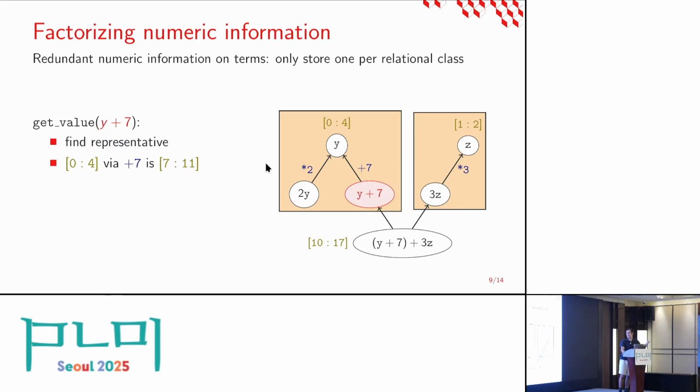So say if you want to find out the value of y plus 7, you call find on y plus 7, you find its representative, you find the relation it has to this representative, and you look, well, 0,4 is the value at the representative. I update it via my relation plus 7, and I get the value of y plus 7.